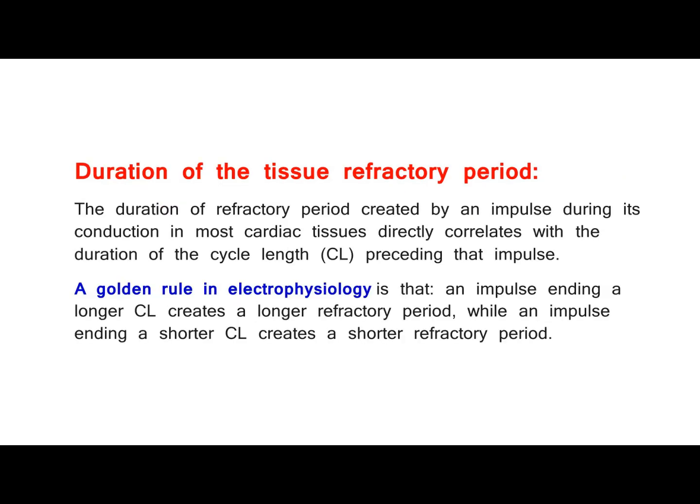Duration of the tissue refractory period. The duration of refractory period created by an impulse during its conduction in most cardiac tissues directly correlates with the duration of the cycle length, CL, preceding that impulse. A golden rule in electrophysiology is that an impulse ending a longer CL creates a longer refractory period, while an impulse ending a shorter CL creates a shorter refractory period.